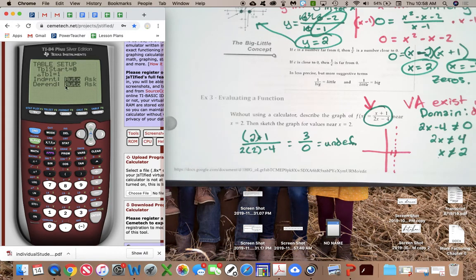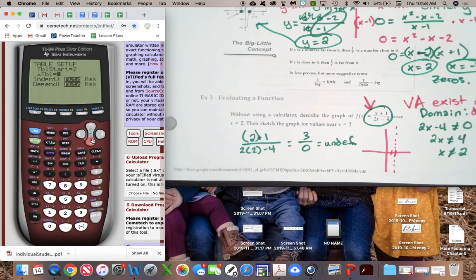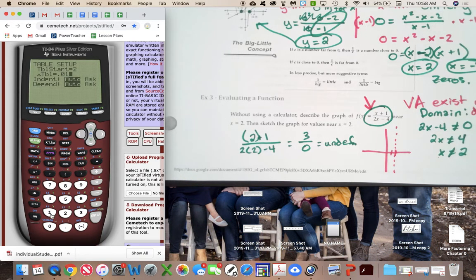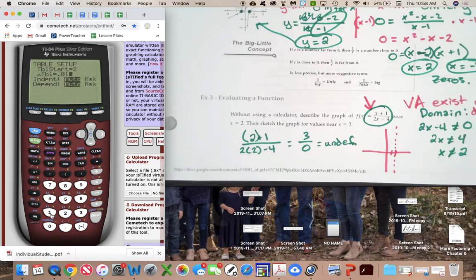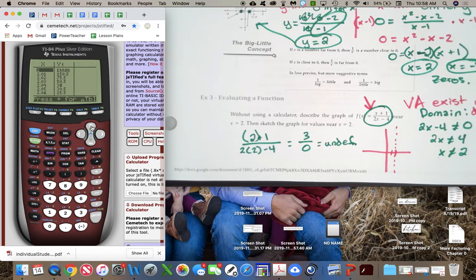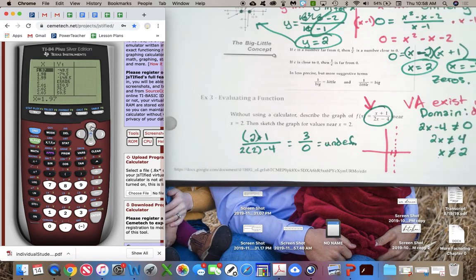There. So I want it to start at 2, and I want it to go by 0.01. Okay? Good. Now go to table again, and we're going to zoom in on what's happening on either side. I'm going to go up a little ways so I can see this. So the error is still at 2. It's going to be an error at 2 no matter what.